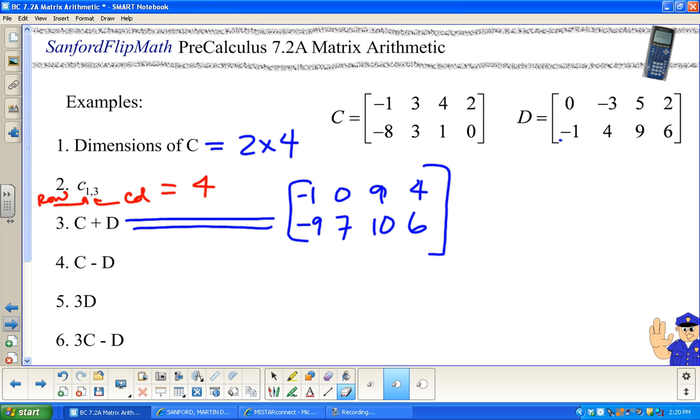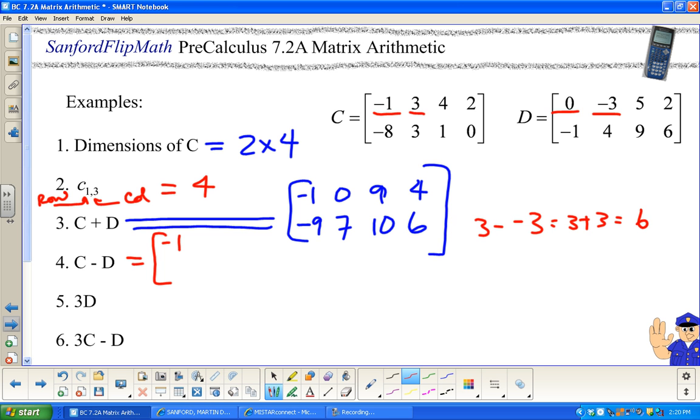So the basic arithmetic stuff is pretty basic, and it's pretty intuitive. So now C minus D. Okay, now pay attention because the signage can be an issue, right? Okay, so -1 minus 0. 3 minus -3. All right, so a little note to self: 3 minus -3 is really 3 plus 3, is 6. I'm not going to do that with every one. Okay, 4 minus 5. 2 minus 2.